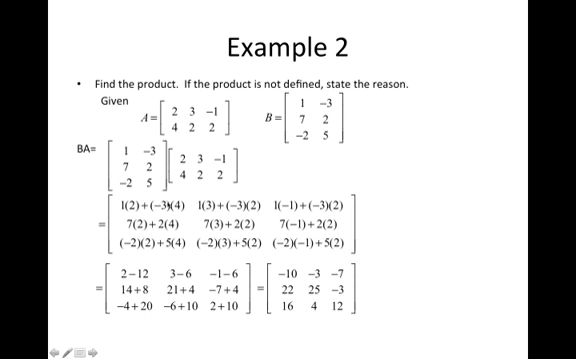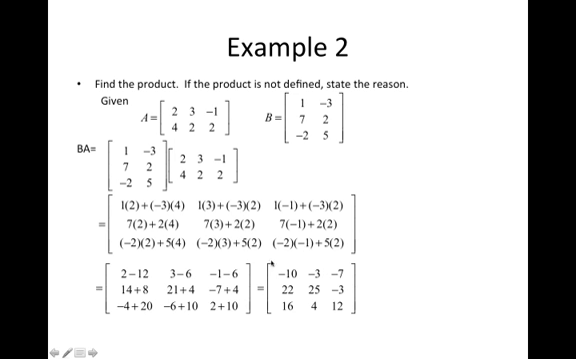So we've got 2, and then plus negative 12, so minus 12. 3 plus negative 6, so 3 minus 6. Negative 1 plus negative 6, so negative 1 minus 6. 14 plus 8. 21 plus 4. Negative 7 plus 4. Negative 4 plus 20. Negative 6 plus 10. Positive 2 plus 10, and so let's simplify.